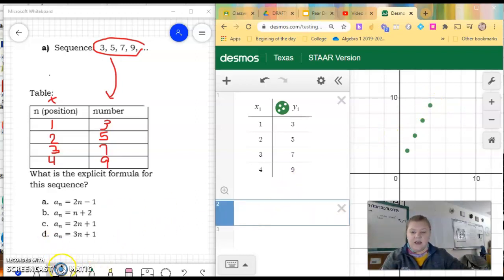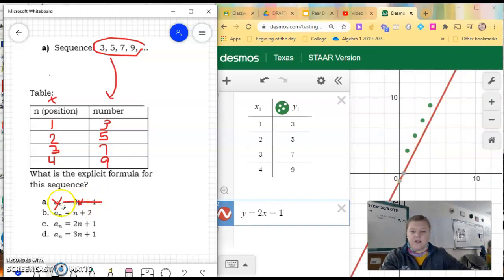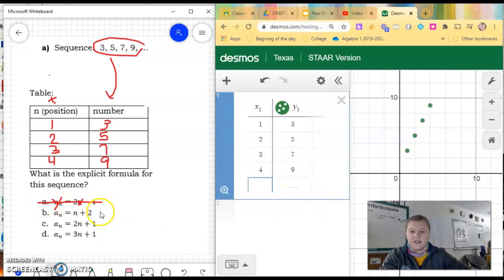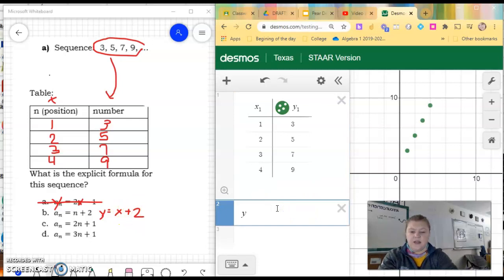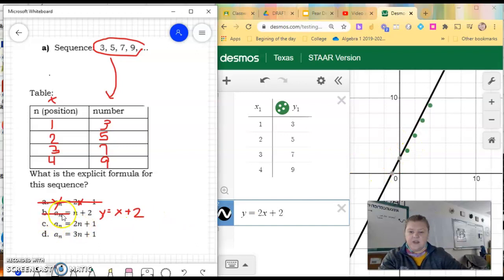Now be careful in this one, because we have a table in terms of x and y, I do have to write these in terms of x and y. So on the first one, I'm going to type in y is equal to 2x minus 1. Okay, so notice it does not pass through my points, so I know that's not it. Again, on the second one, I'm going to graph that. Instead of a of n, I'm just going to use y so my variables match. So y is equal to x plus 2. Again, close, but doesn't exactly pass through my points.